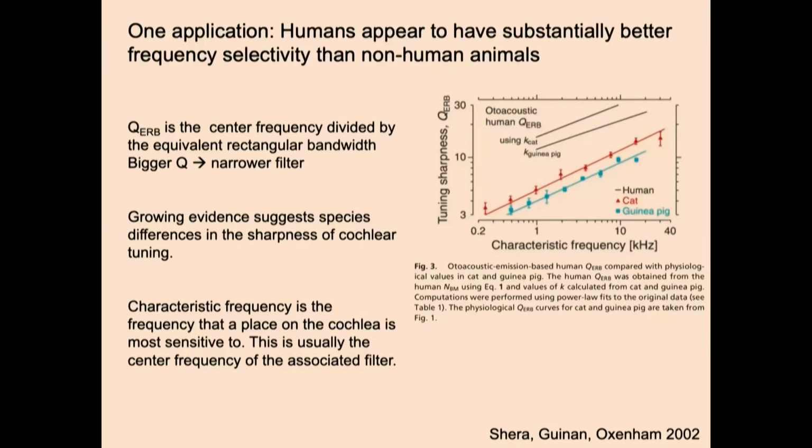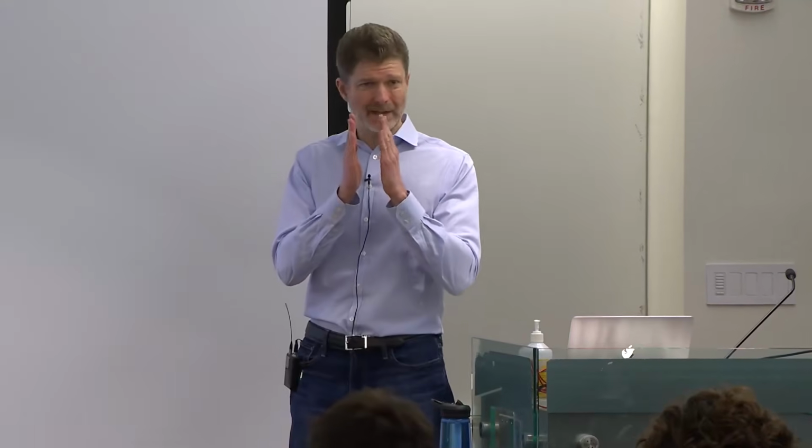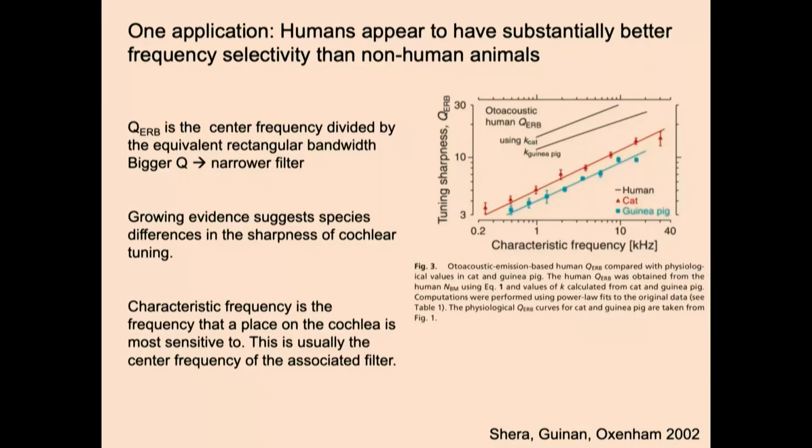And that's interesting for a whole bunch of reasons. Oftentimes, we're stuck with performing experiments on non-human animals because they involve invasive methods that are not possible in humans. It's also really interesting from the standpoint of evolution, to understand the relationship between humans and non-human animals. Indeed, out of this type of work, there's emerged interesting evidence that humans appear to have substantially better frequency selectivity than non-human animals. So our ears are more tightly tuned.